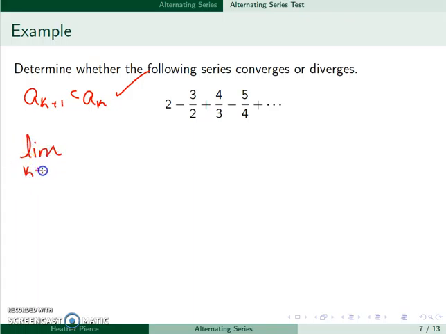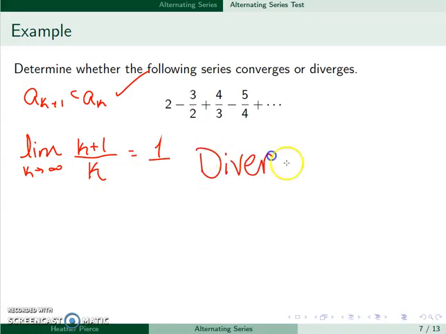The limit as k goes to infinity. Well, first we need some kind of form. We can see the first term has a 1 on the denominator, the second term has a 2, a 3, a 4. So the bottom term is just k. On the top, I have a 2, a 3, a 4. You'll notice that's just k plus 1. The limit as k goes to infinity here is 1, which means this series will diverge.